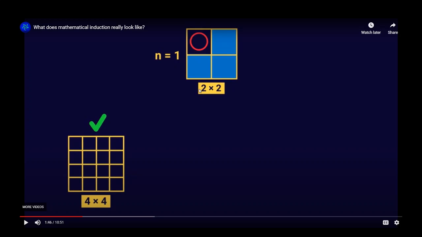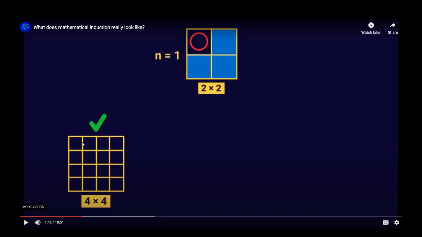So it is 2 to the power n, right? The length of the square is 2 to the power n. So here n is equal to 2. So 2 to the power 2 is 4. Length is 4 by 4. So 4 into 4. It is that type of a square.